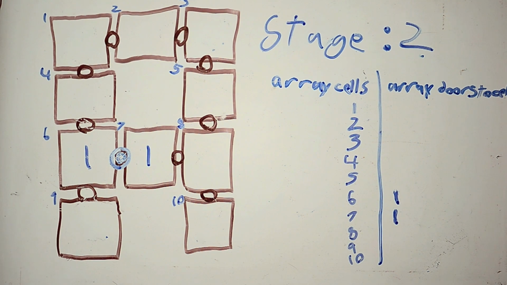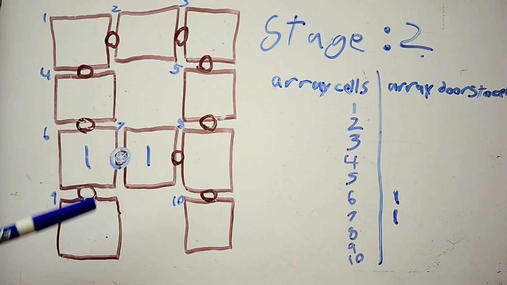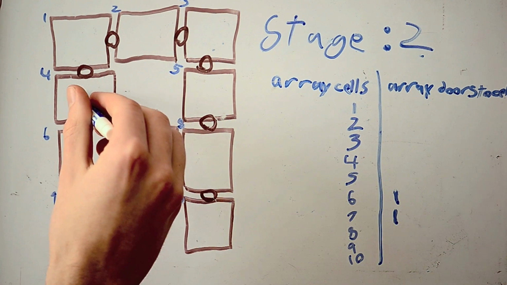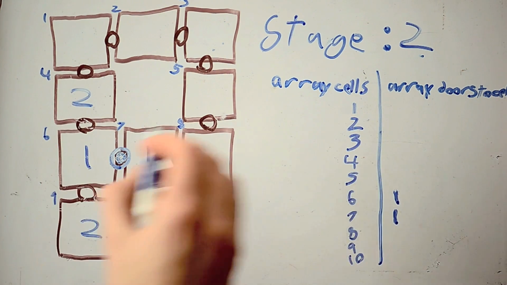And now what we need to do is find all of the cells that are not marked yet. So this one hasn't been marked, this one was marked as 1, and this one hasn't been marked. So now we have eliminated it down to these two cells. Now we know that for these two cells, you have to go through two doors in order to get to them. So we're going to mark those as 2, and so that's 4 and 9.